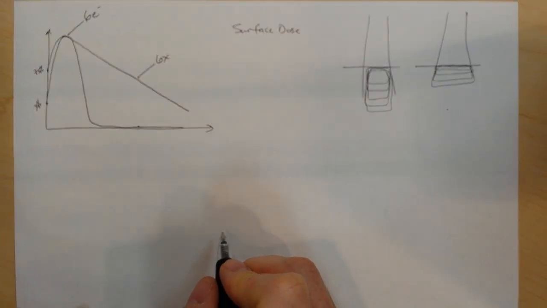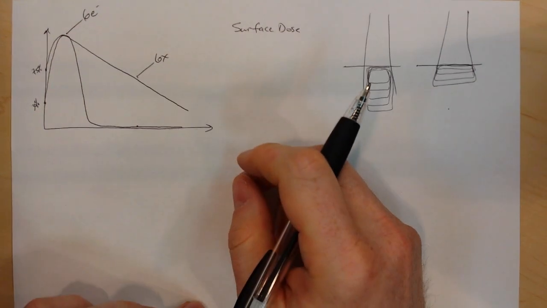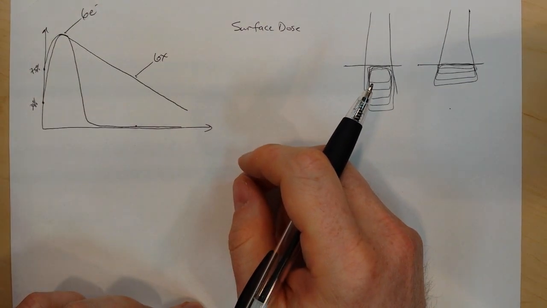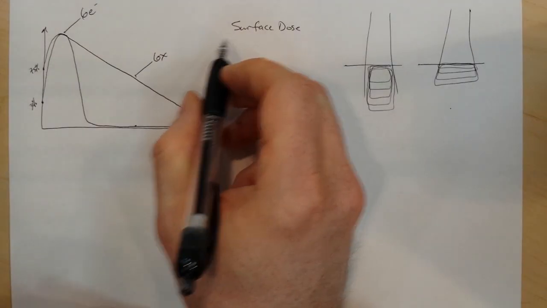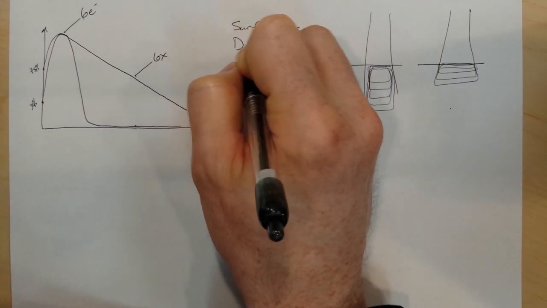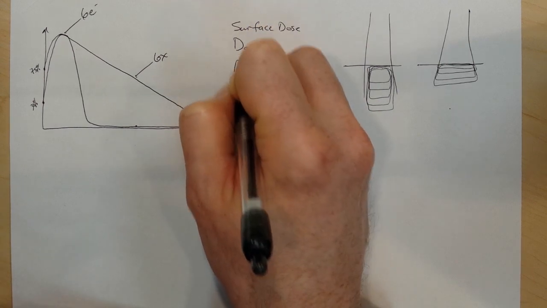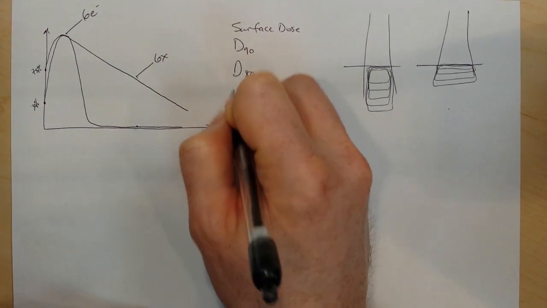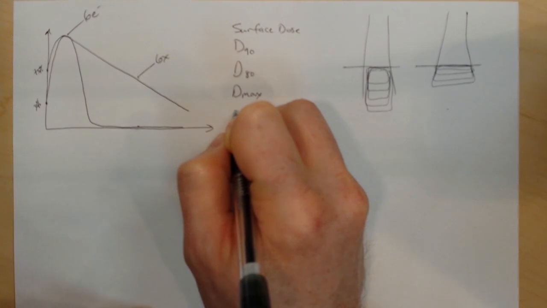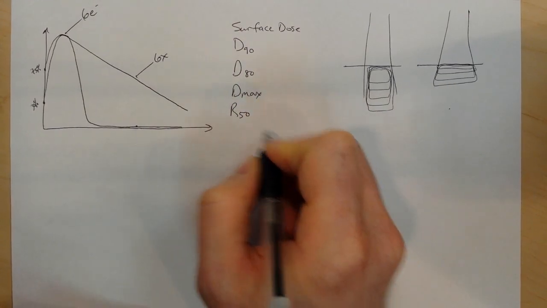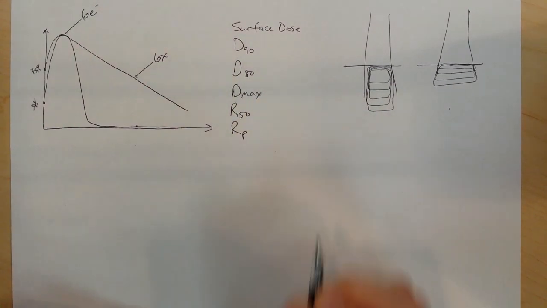How does surface dose change with energy? For photons, surface dose decreases with increasing energy. For electrons, surface dose increases with increasing energy. You need to know about something called D90, D80, Dmax, R50, and R sub P.